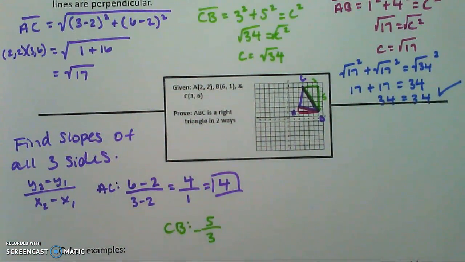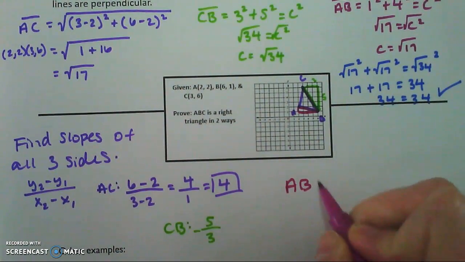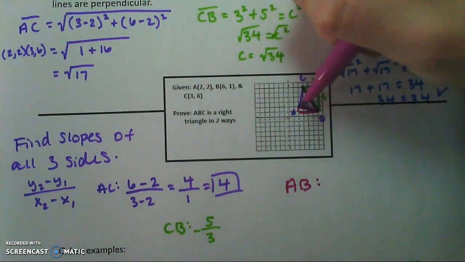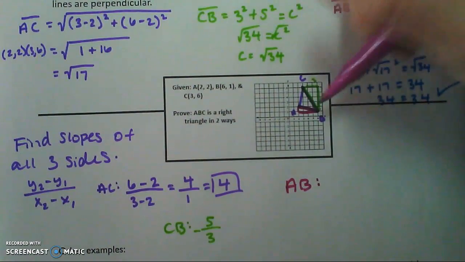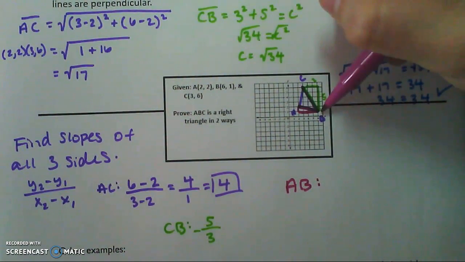And then lastly is side AB. For AB, I'll just go ahead and count that one as well. In order to find the slope of AB, you can start with the point up here. You can start with point A or you could start with point B.